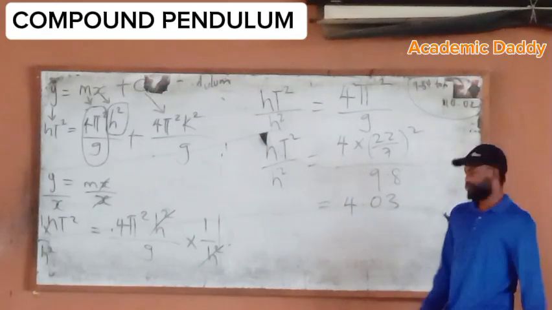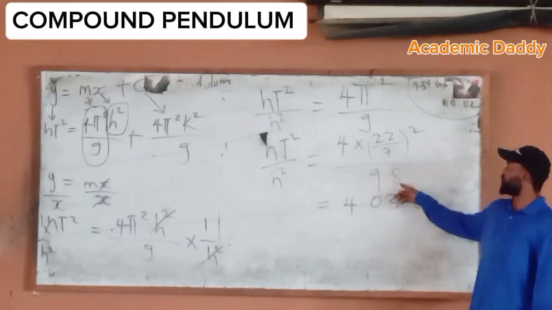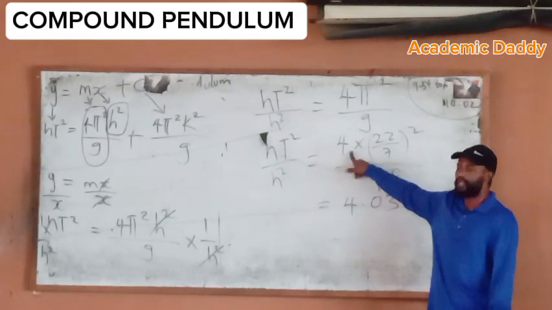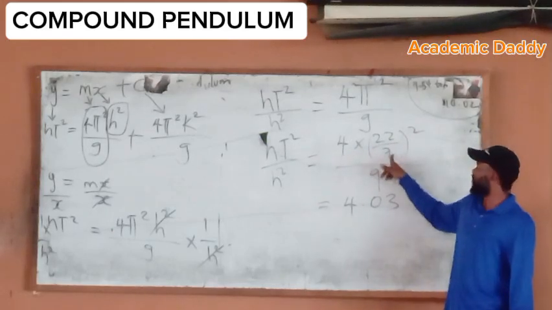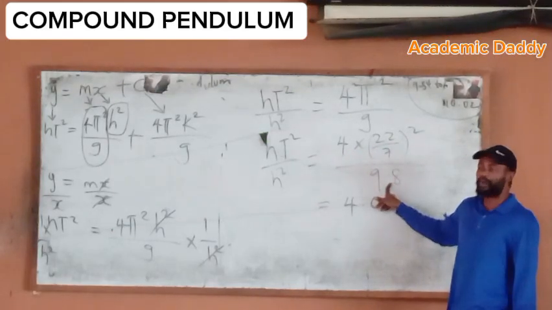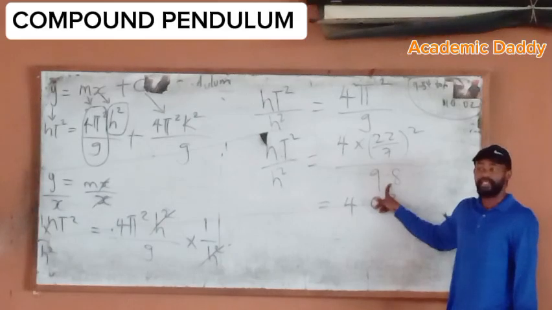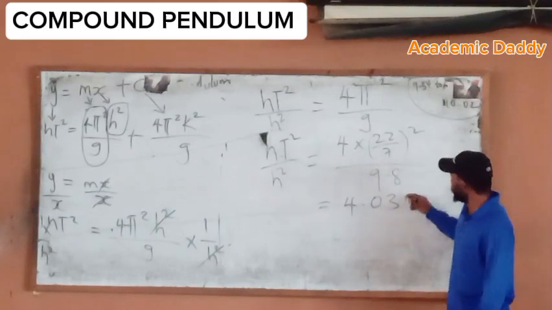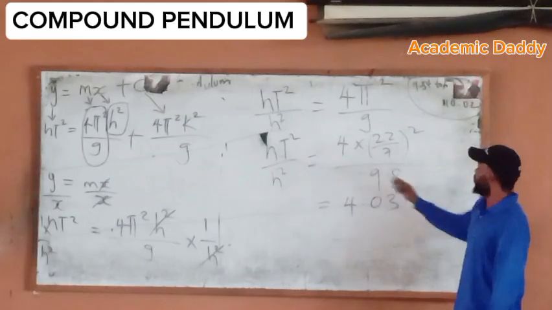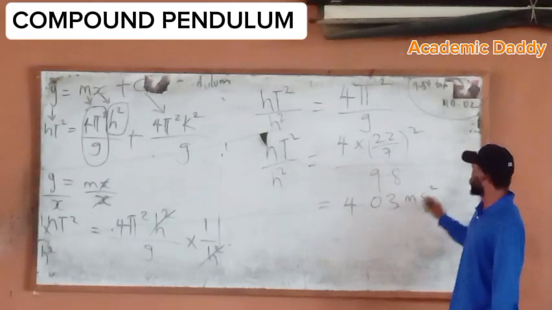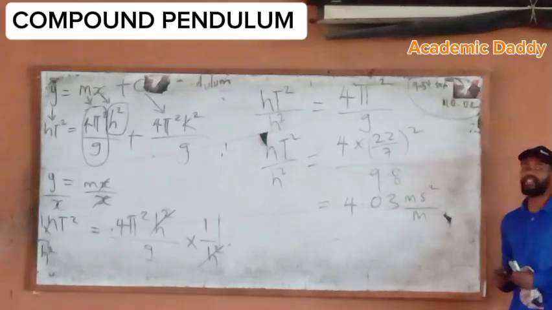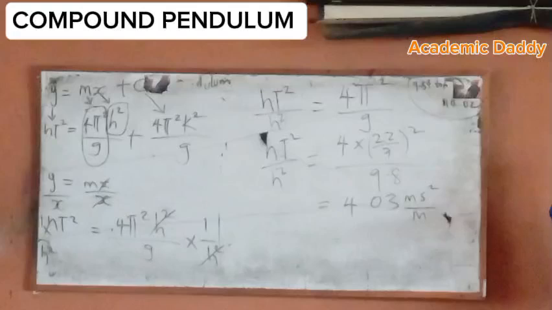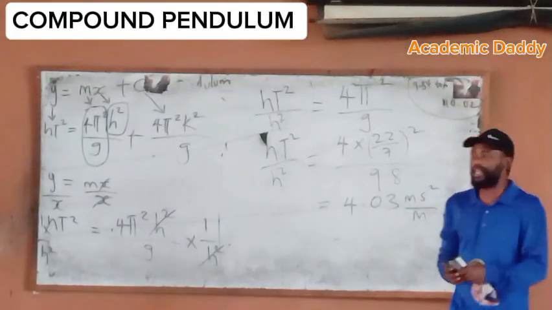4.03, like this. Now please remember, everything we use here: this is 4 pi, this is 22 over 7, and we're using 9.8, which is in meters. That means what we're using here is in meters, so this is simply in meters. Notice that we have this in seconds squared over meters. So if you finish punching this, you need to convert it to centimeters because of your graph.